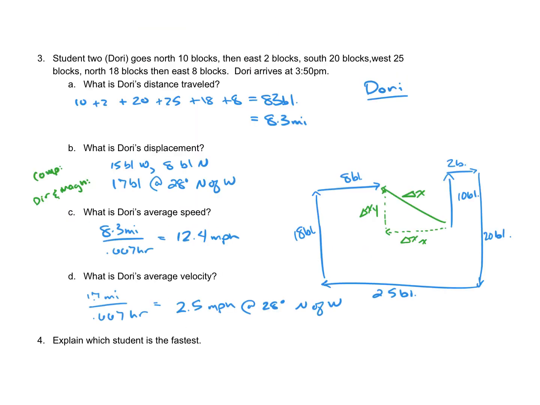The final student trying to get to the ice cream shop is named Dory. And this must be the fish Dory, because Dory is all over the place here. So if you follow the total distance traveled, she takes an 8.3 mile walk. But in the end, the displacement is literally the same.